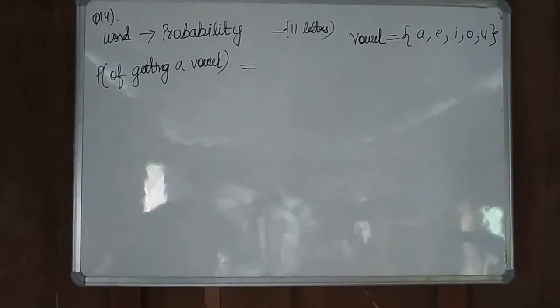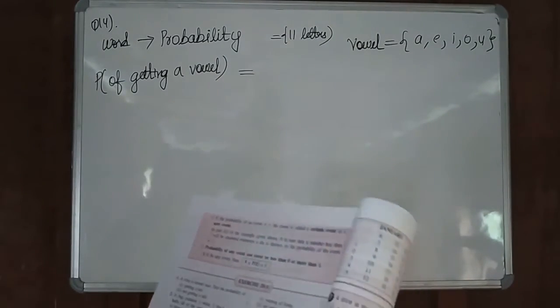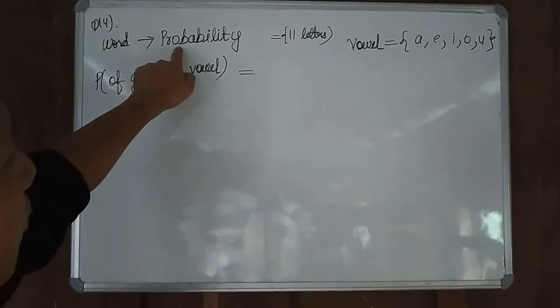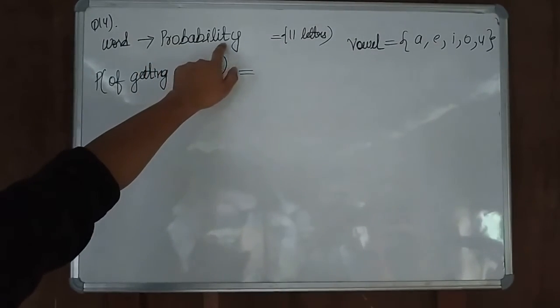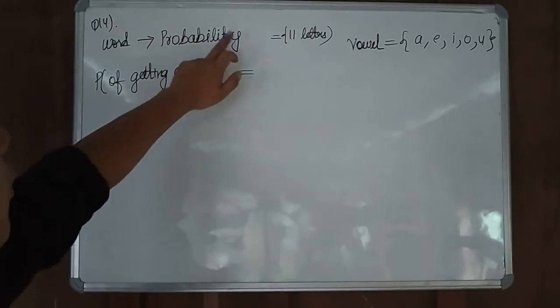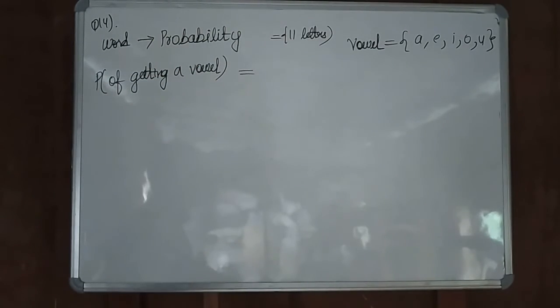Alright boys, so the next question is question number 14. Very interesting question. The question says, a single letter is selected at random from the word probability. Let's focus on the word probability: P-R-O-B-A-B-I-L-I-T-Y. Any letter is selected from this word probability. Now, the question is telling you to find the probability that it is a vowel.